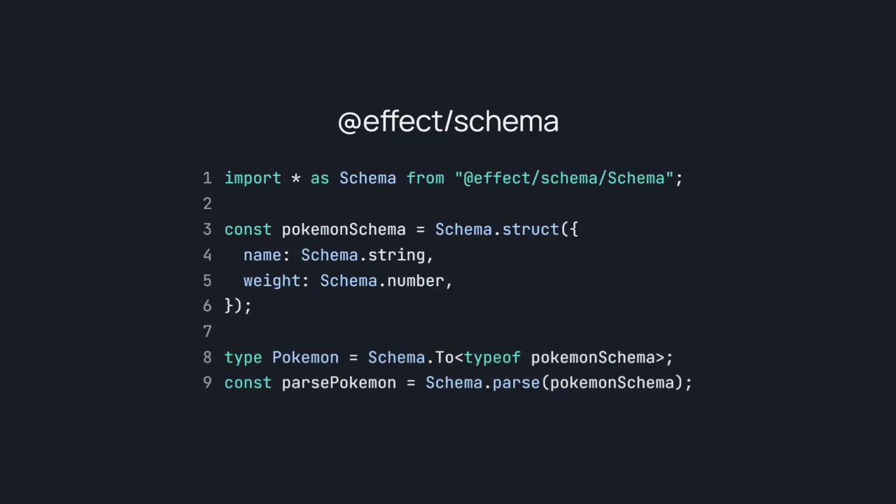Effect has a first-party validation library called Schema, which we will use to validate the shape of the data returned from the API. We define our schema as an object with a string name and a number weight, then derive a type and validation function from this schema. This video won't cover Schema outside of this one use case. Just know it exists, can be used for validation, and works seamlessly within the Effect ecosystem. Be sure to check out the Schema GitHub README for more information, and look out for a video covering it from me in the future.